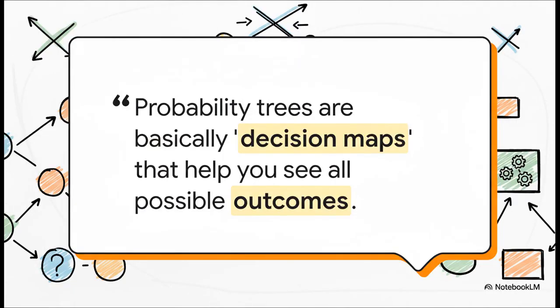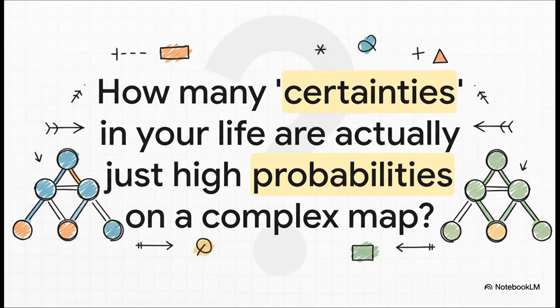So at the end of the day, what is all this about? It's not just about passing a math test. I love this way of putting it. Probability trees are basically decision maps. They take something that feels abstract and uncertain and turn it into a concrete, visual story that you can actually navigate and understand. And that kind of leaves us with a final, bigger question to chew on.